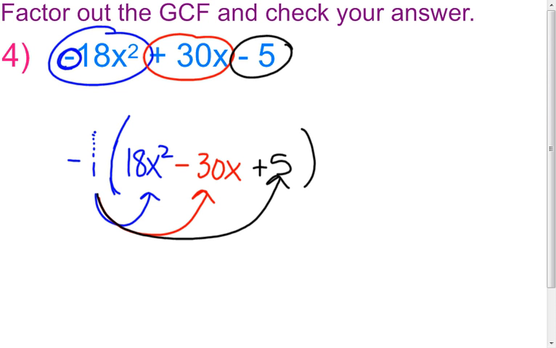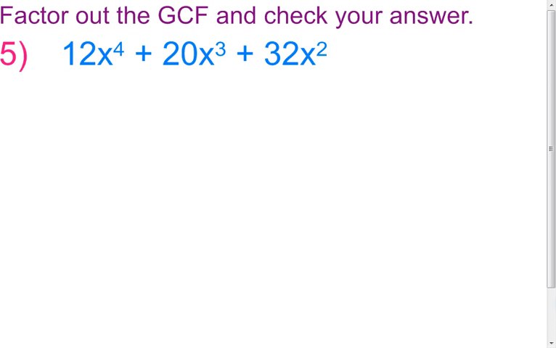So notice all that happened when I factored the negative out was that all my signs switched. This one went from negative to positive. All of the signs switched all the way across when you factored that negative 1 out. Okay, and another one here.